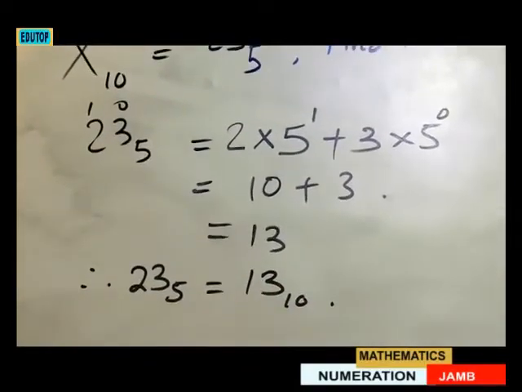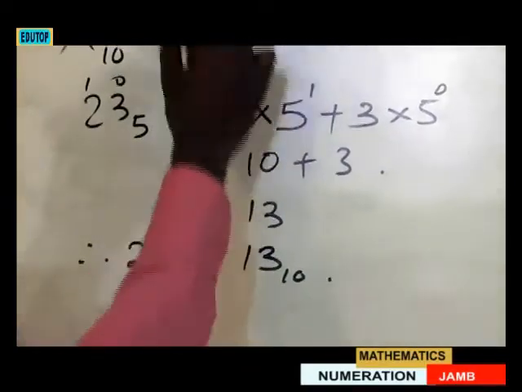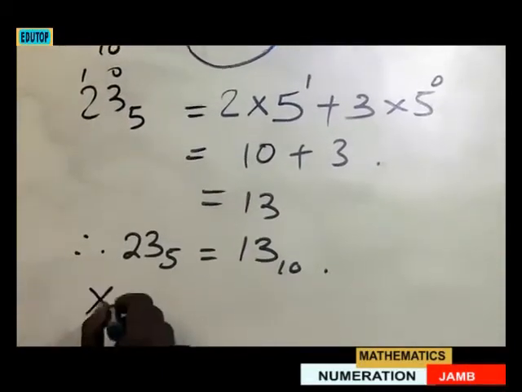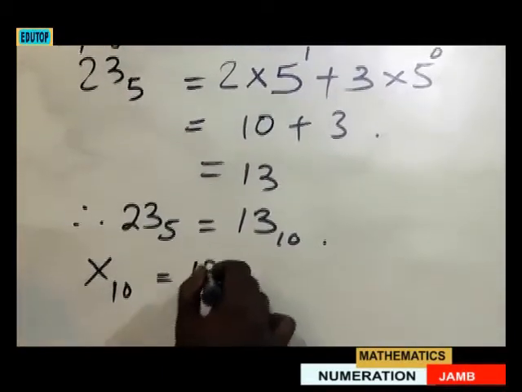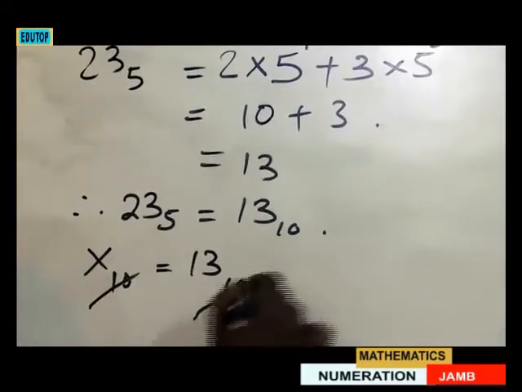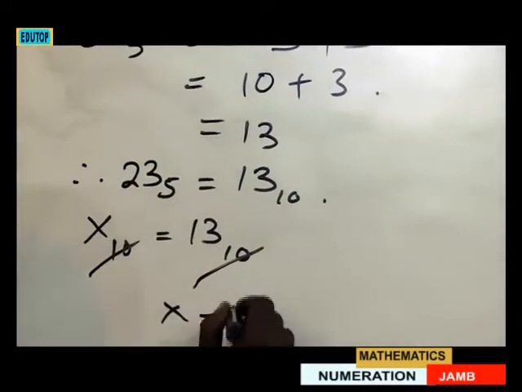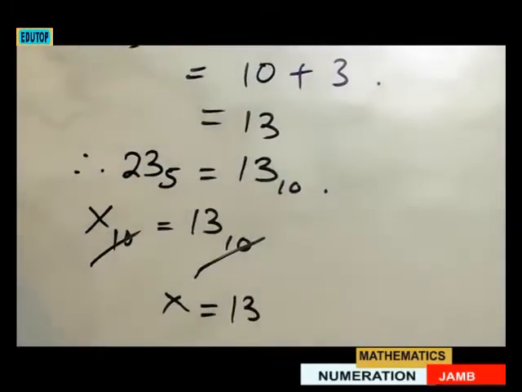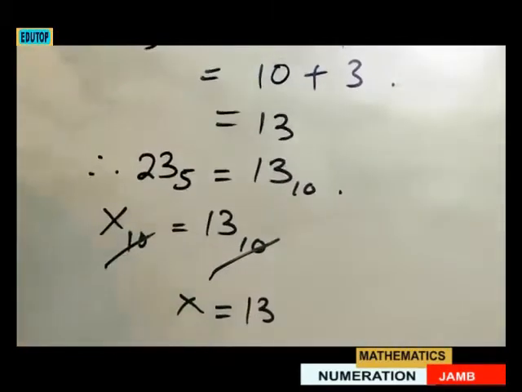So what it means is that I've converted this to base 10, and what I need to do now is just to equate x base 10 to 13 base 10. So this base can cancel out. That means our value, our x, is 13. So the answer to this particular question is 13.